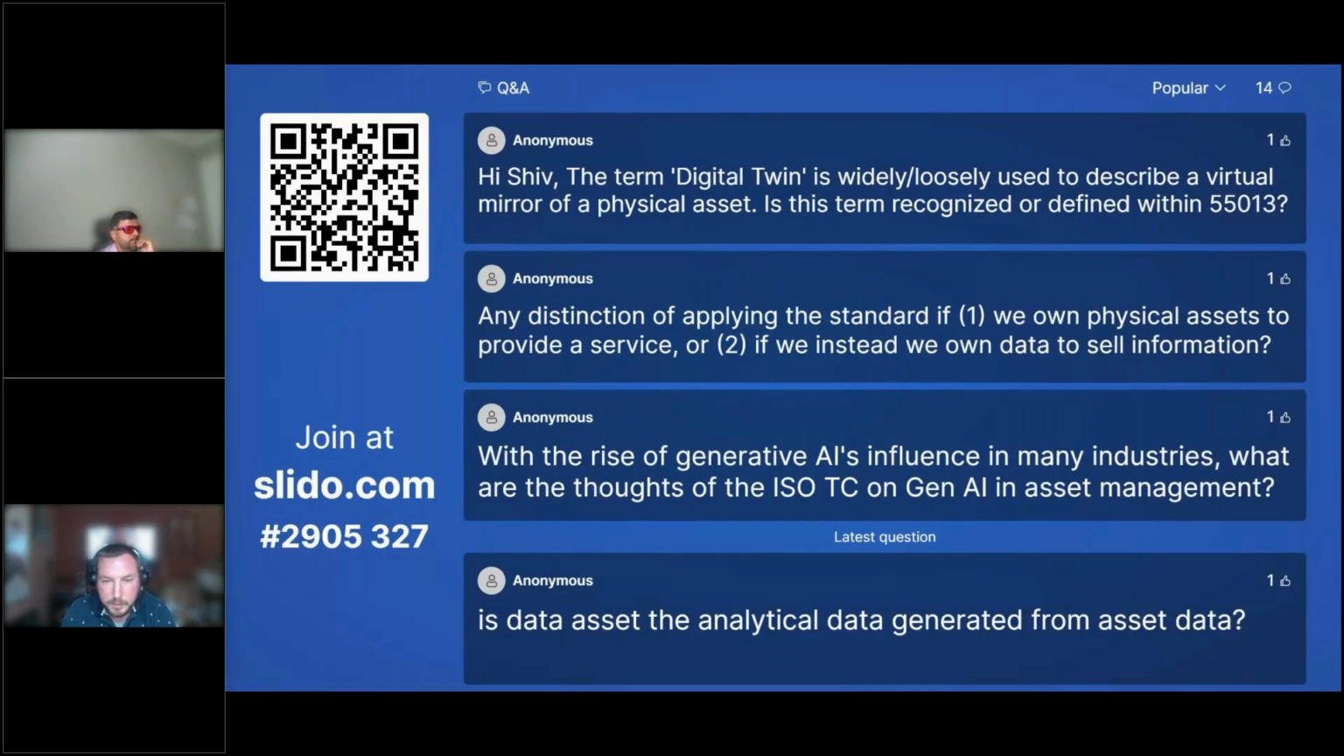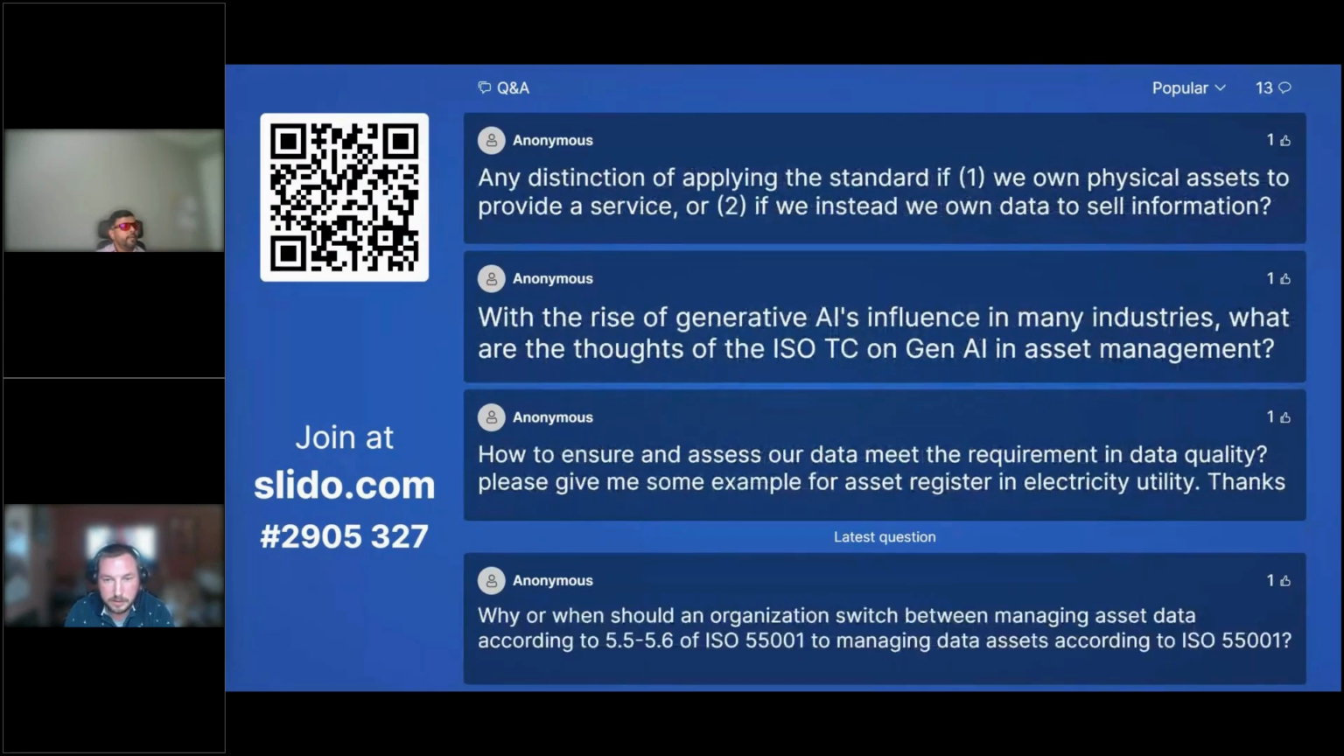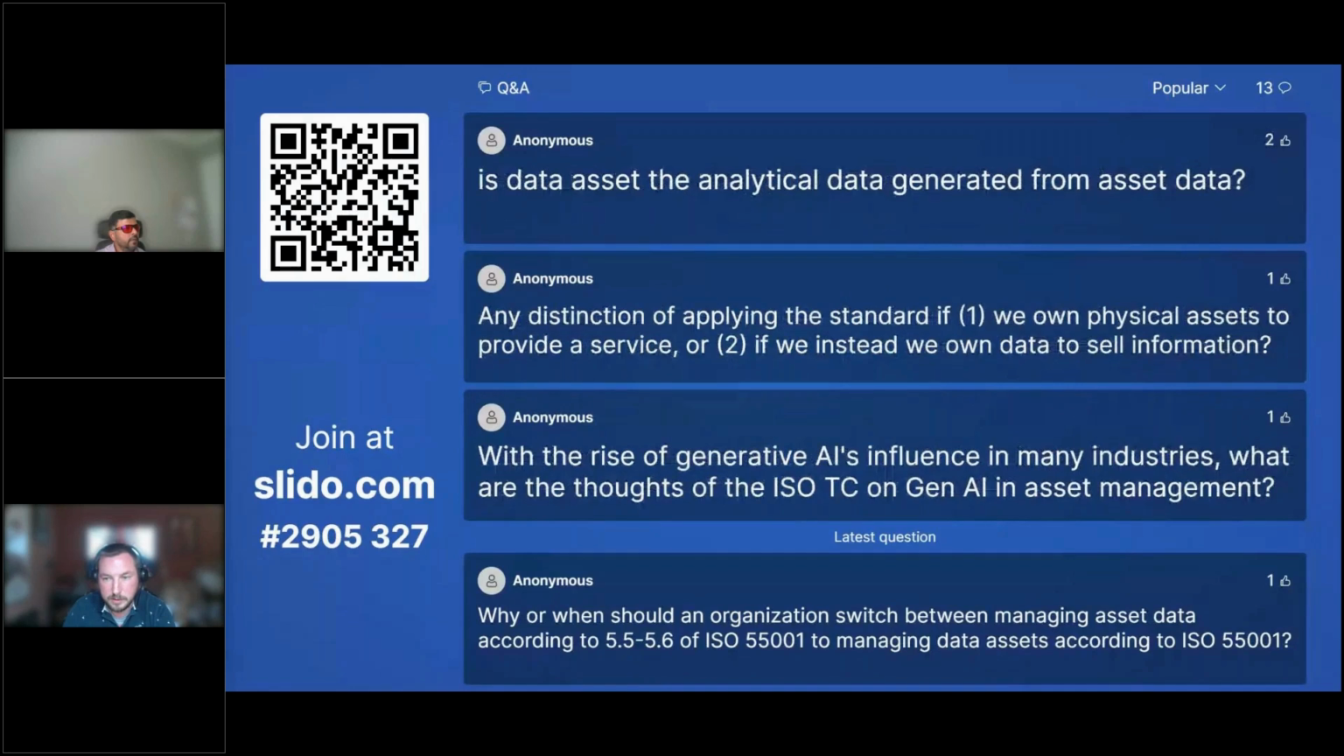We've been asked, the term digital twin is widely used to describe a virtual mirror of a physical asset. Is this term recognized or defined within 55013? To the best of my recollection, it is not defined in 55013. Okay, fair enough. We've also been asked, any distinction in applying the standard if one, we own physical assets to provide a service, or two, we own data to sell information? No, we don't make any distinction, because that's the whole data and data asset, both in the standard.